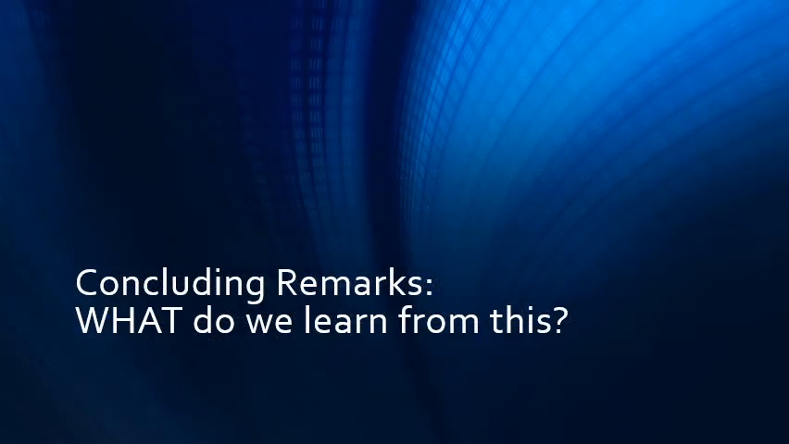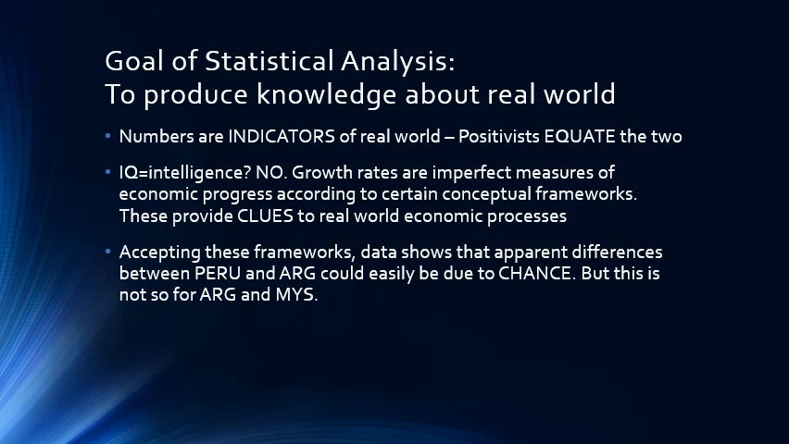So what do we learn from this analysis? That's the key question. First, we must understand that the goal of statistical analysis is to produce knowledge about the real world, not about the numbers. And that's really the key difference between the positivist view and the realist approach that we are following. So numbers are indicators. Numbers themselves do not contain knowledge about the real world.